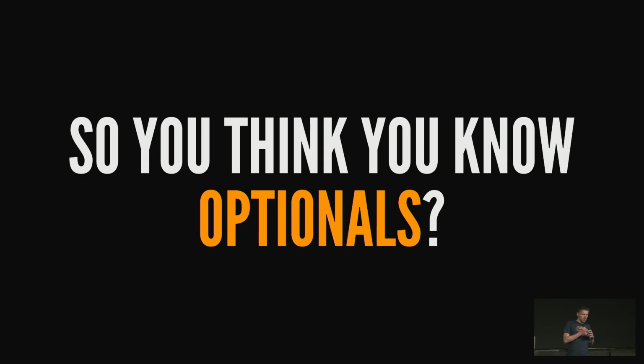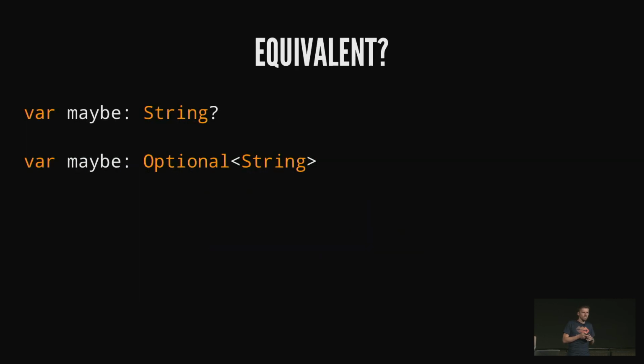OK, so let's talk a bit about optionals. So there are two syntaxes for optionals in Swift. The top one is kind of syntax sugar for the bottom one. But you might be forgiven for thinking these are essentially equivalent. But there is actually one case in which they're different.